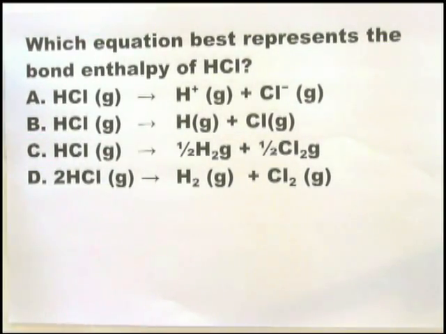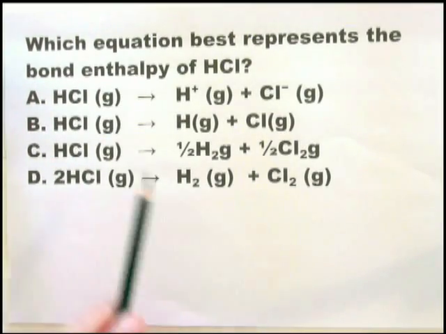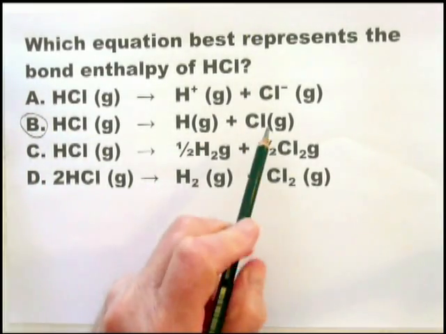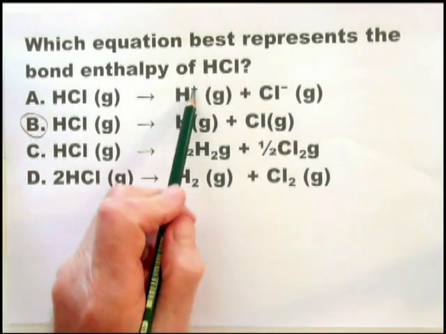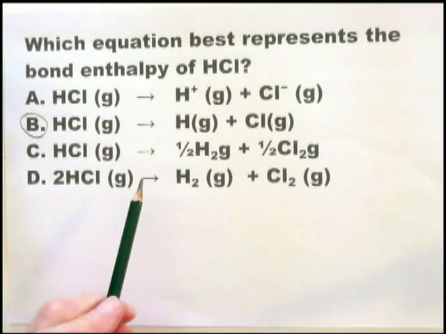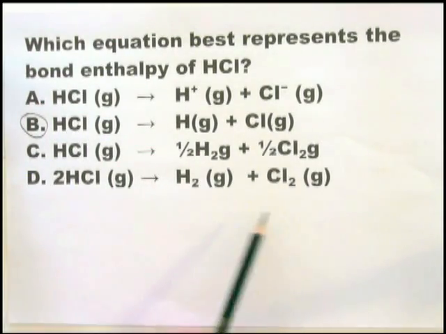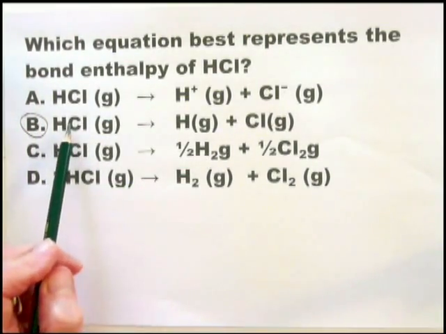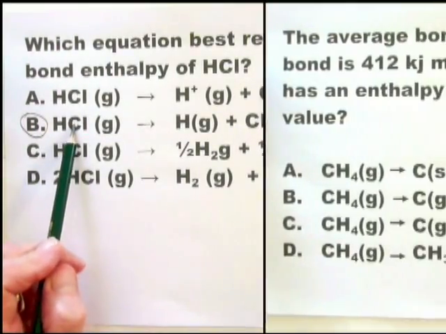In this one, you simply have to know the definition of bond enthalpy. Bond enthalpy is the energy needed to break 1 mole of a bond into its gaseous atoms. And the only one that fits that is B. There's a gaseous hydrogen atom, gaseous chlorine atom. Ignore those with ions because that's not involved. Ignore the molecules and ignore this last one. Okay, so this is the only one that fits with the definition.